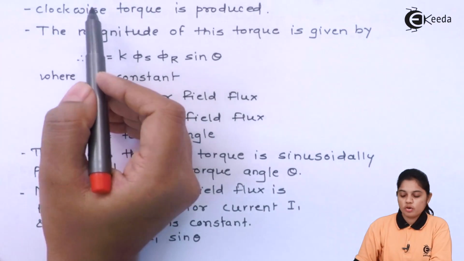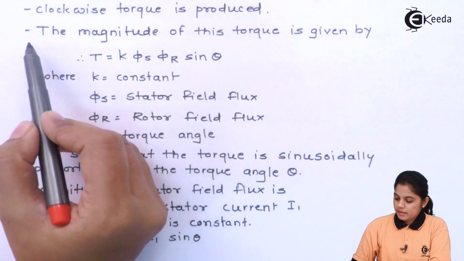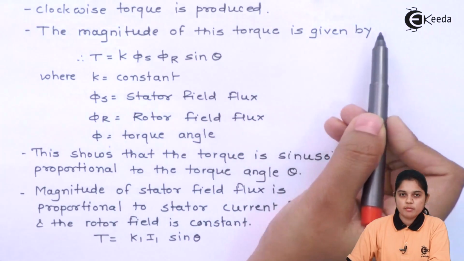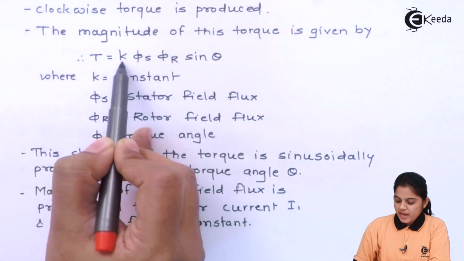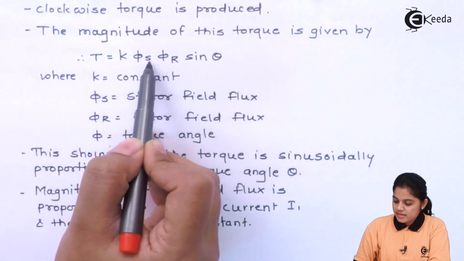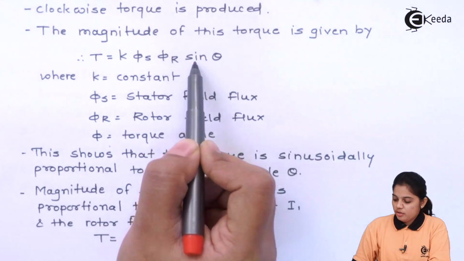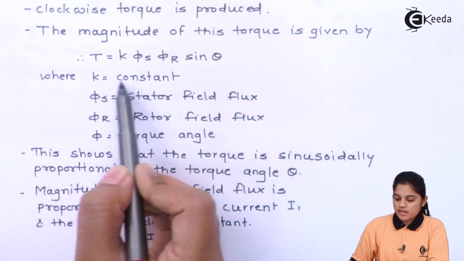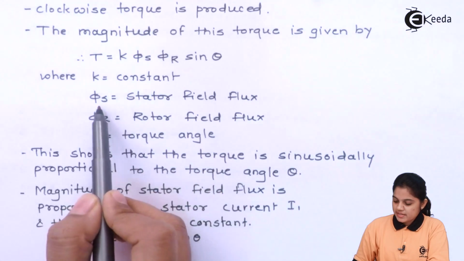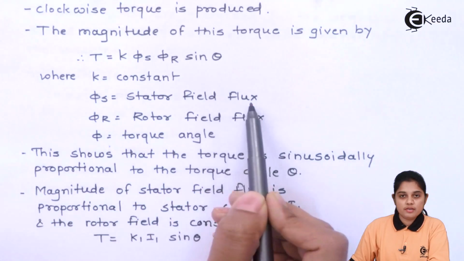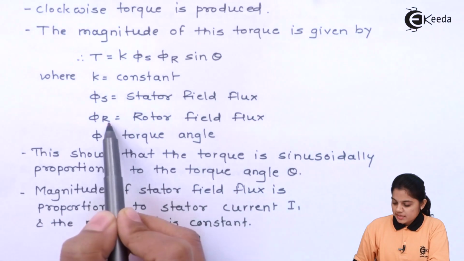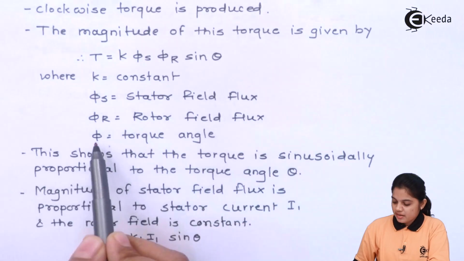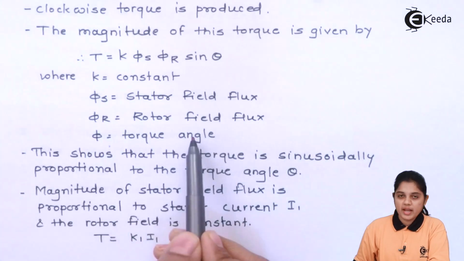So clockwise torque will get produced. The magnitude of this torque is given by T is equal to K into phi S into phi R into sine theta, where K is a constant, phi S is the stator field flux, phi R is the rotor field flux, and theta is the torque angle.